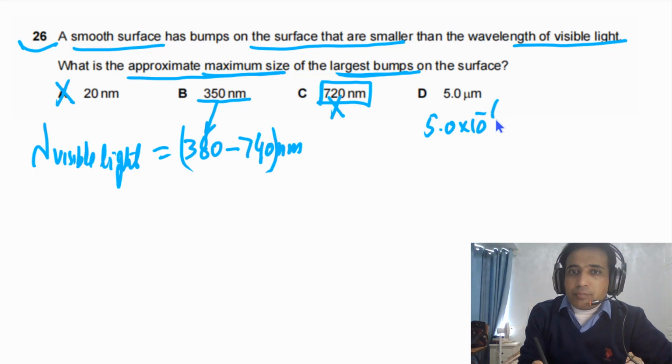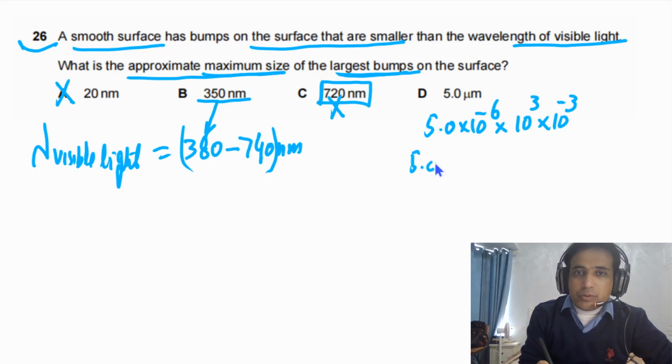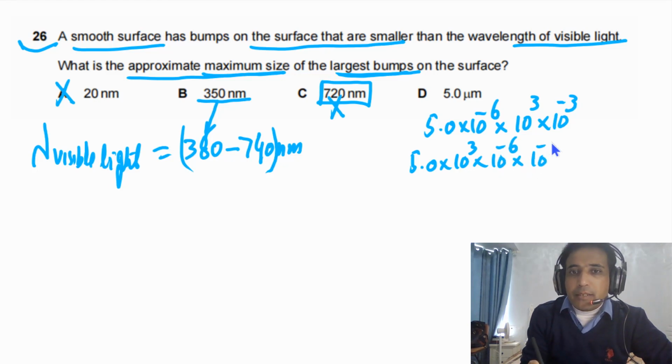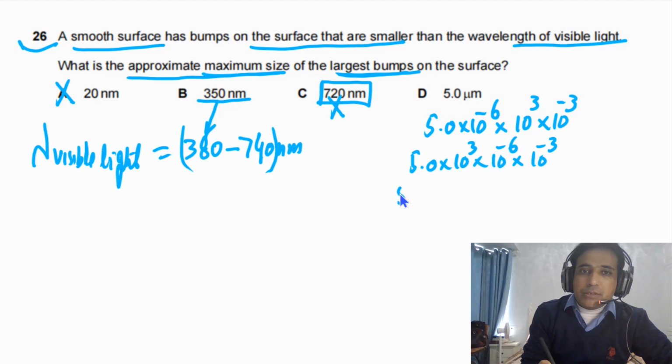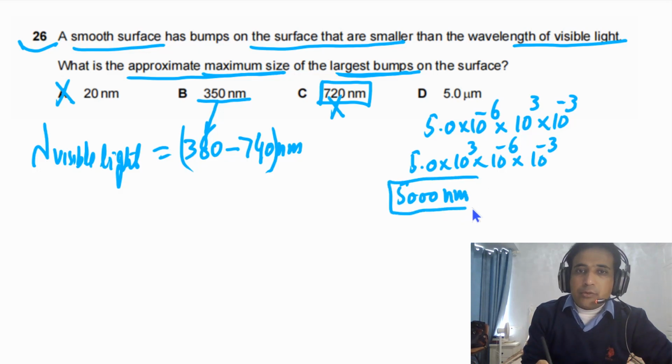5.0 times 10 to minus 6. We can convert this into nanometers, so we can multiply by 10 to 3 and also by 10 to minus 3. If we rearrange this a little bit, we can write 5.0 times 10 to 3 multiplied by 10 to minus 6 multiplied by 10 to minus 3. So it means that we have 5000 nanometers. 5 micrometers is equal to 5000 nanometers.